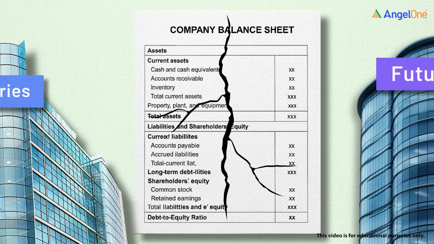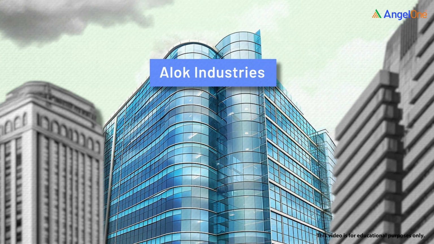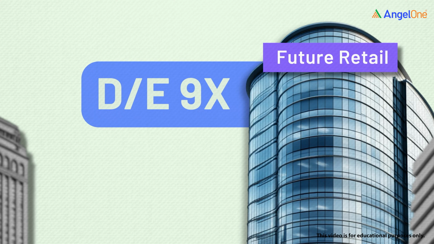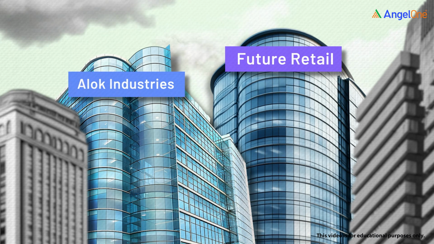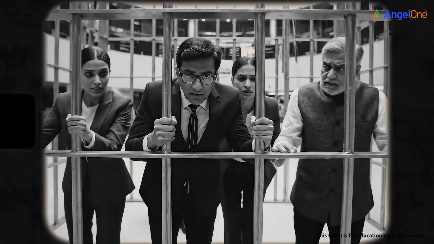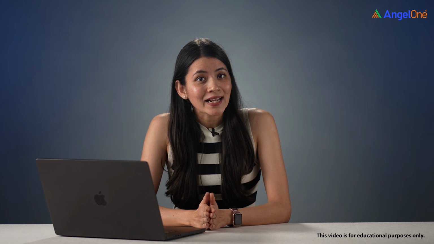A crack caused by one number most investors don't even look at: the debt to equity ratio. Alok's debt to equity hit 8 and Future Retail crossed 9. And eventually both collapsed under the weight of their borrowings. Today, we decode this one ratio that exposes this hidden risk so that you never get trapped just because a company looks good. Let's start by understanding what this ratio exactly tells you.